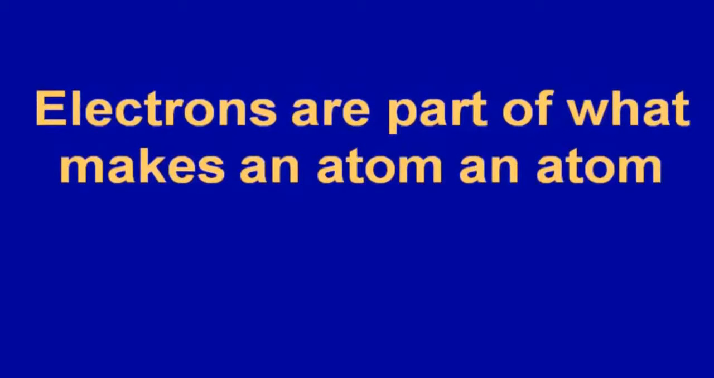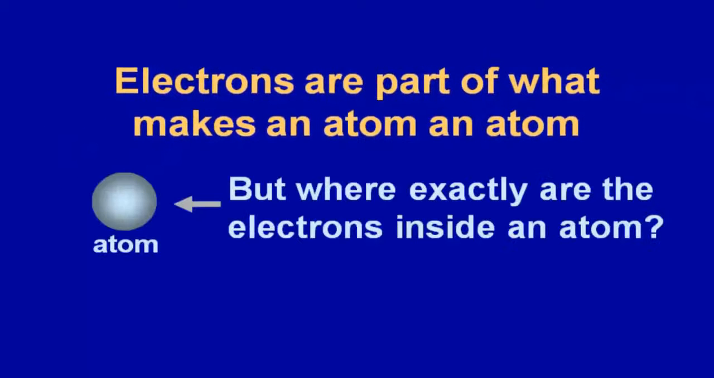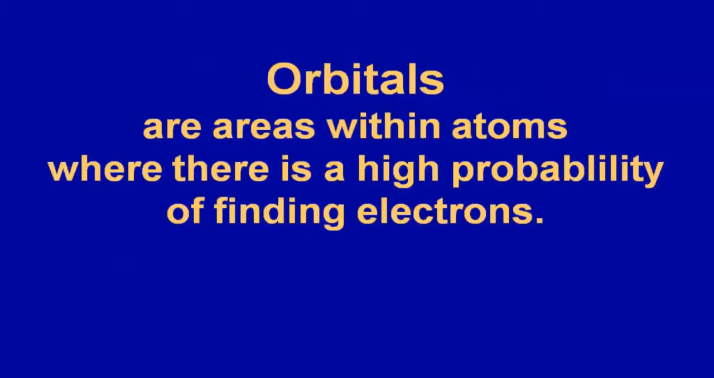So we know that atoms are made out of electrons, protons, and neutrons. Electrons are very important. The arrangement of electrons really dictates how atoms will interact with each other. But we don't really know where electrons are inside an atom. We can define areas where they are with some high probability, but we can never really know exactly where they are. And so we define these areas as orbitals.